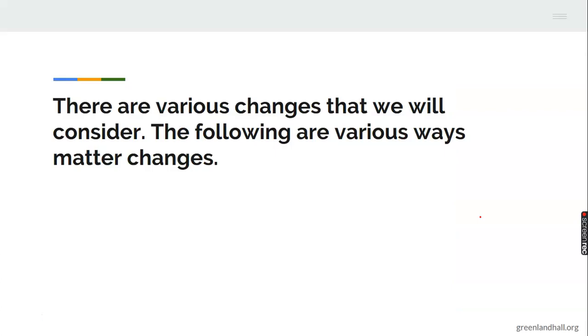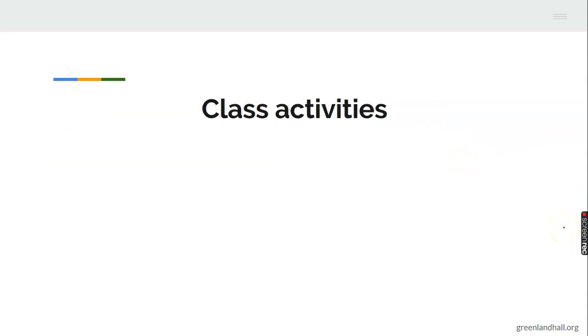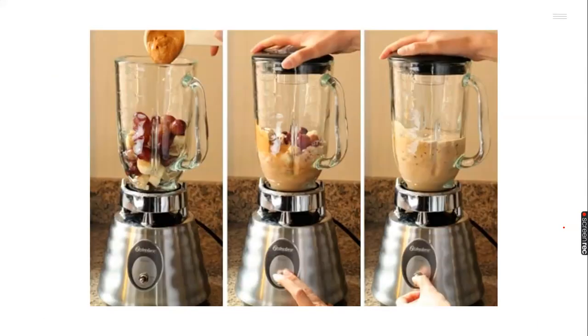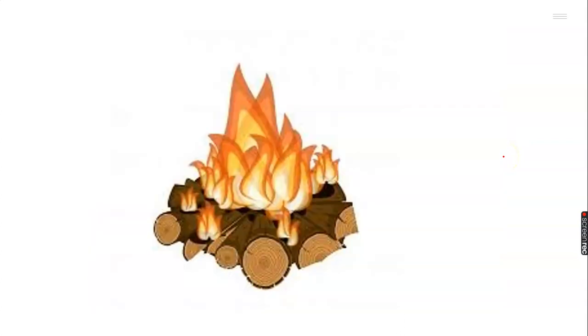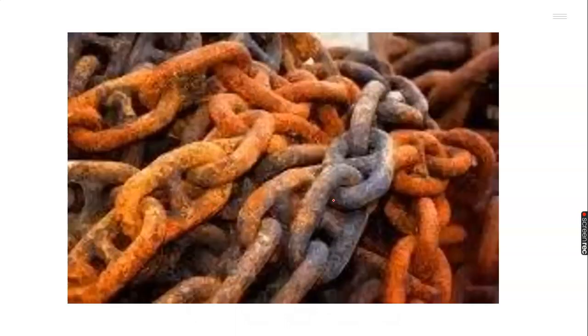So let's consider the above illustration I've given you. There are various changes that we will consider. The following are various ways matter changes. Under our class activities, you see some changes. I want you to tell me what kind of change you think is taking place there. For instance, when you blend your smoothie, what really happened there? What kind of change is that? Then when you gather firewood and start burning it, what kind of change is that?